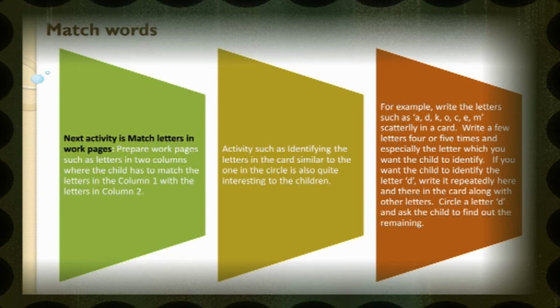Activities such as identifying the letters in the card similar to the one in the circle are also quite interesting to the children. For example, write the letters such as A, D, K, O, C, E, M scattered in a card. Write a few letters 4 or 5 times, and especially the letter which you want the child to identify. If you want the child to identify the letter D, write it repeatedly here and there in the card along with other letters. Circle the letter D and ask the child to find out the remaining.